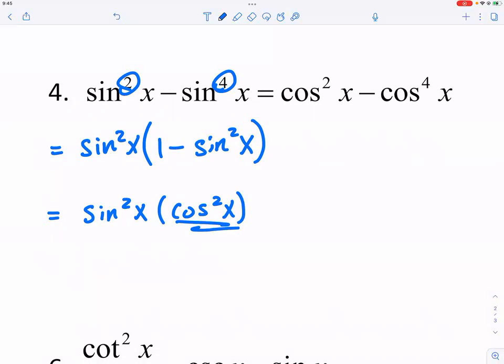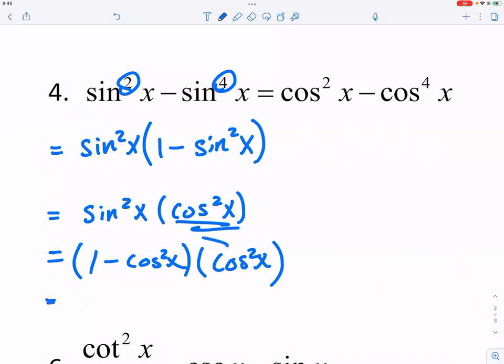Now, how do we get rid of this sine square x? Well, we will replace it with one minus cosine square x. And then you distribute this back into the parentheses. Well, that's how you can get cosine square x minus cosine 4th power x.